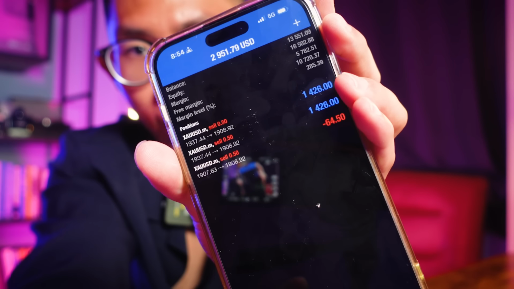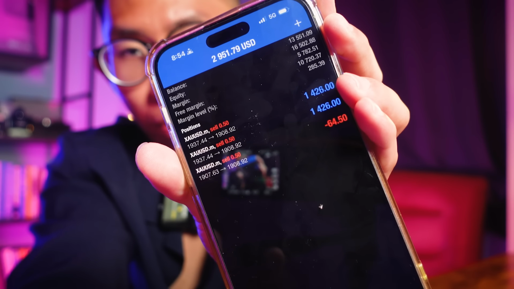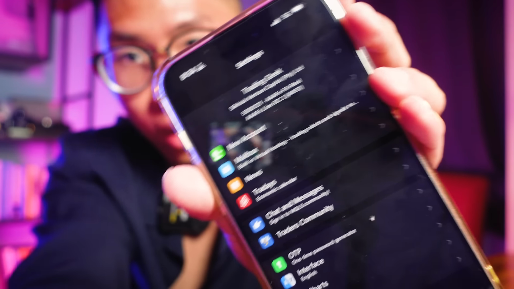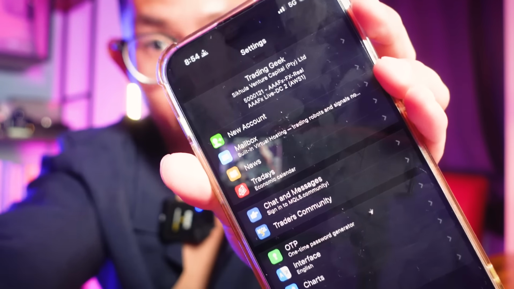As you can see, I'm up like $3,000 right now from shorting gold. And yes, this is a live account, which you can see right here. Live account, real account, guys.